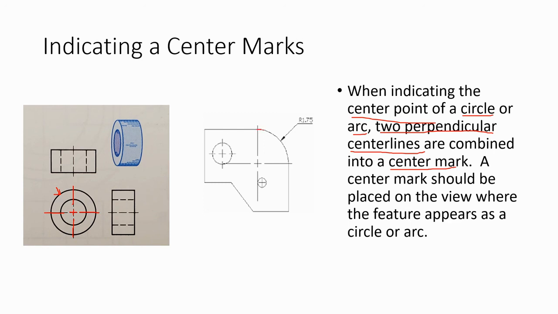Also, we have an arc located right here. And here you can see I have a radius of 1.75. That's the distance from the center of my arc to the outside edge here. And again, I've got a center mark. Even though it's not a full circle, it's still an arc, which is essentially part of a circle. If I were to continue drawing this arc all the way through to complete my circle, I need to know where that circle is located so I can properly place the center mark on there.